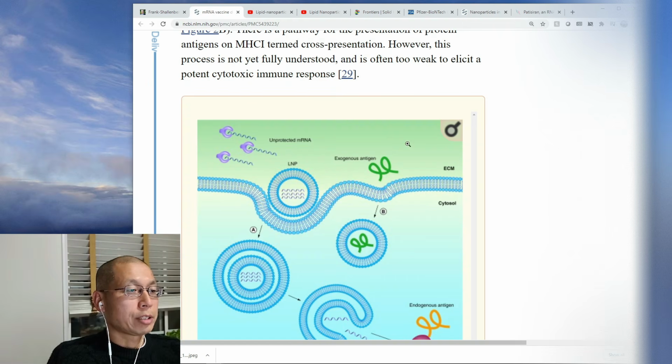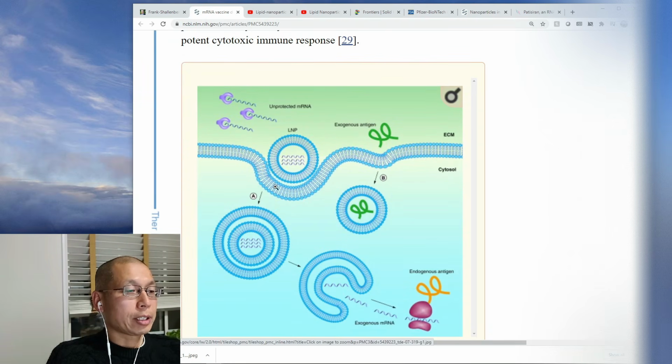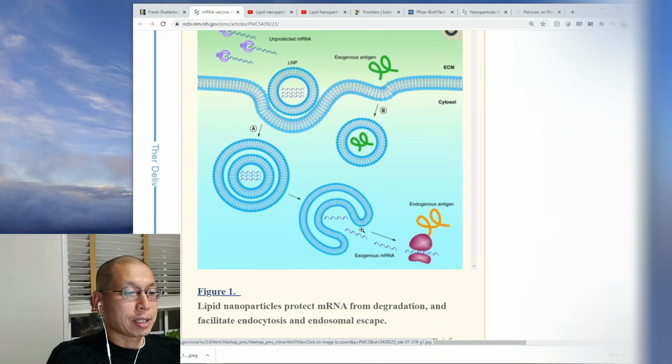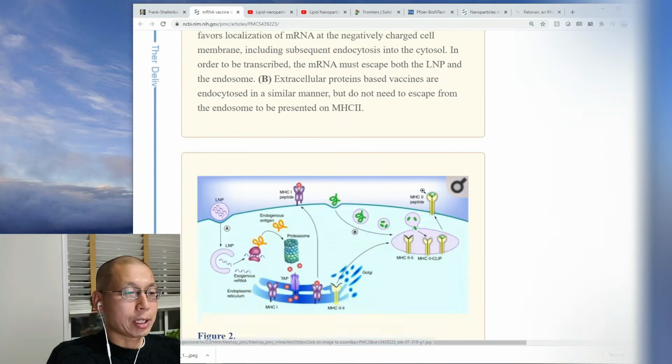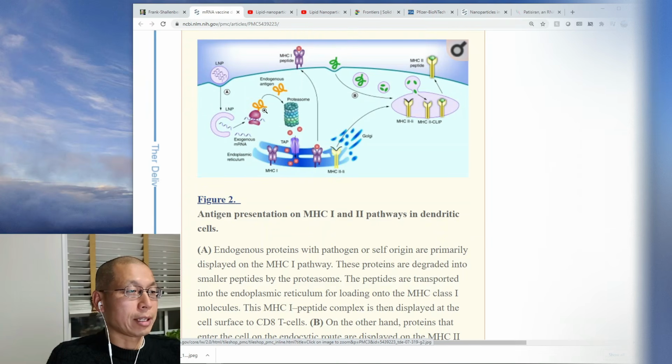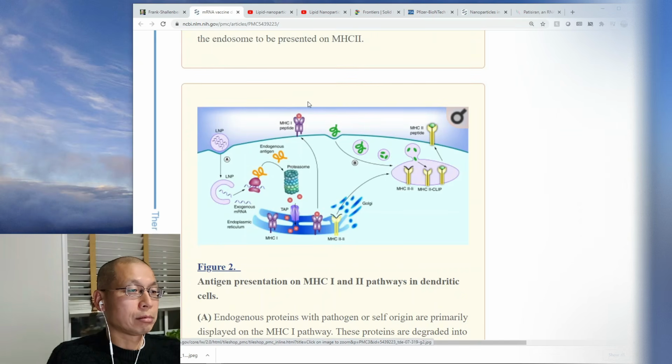And so, after it gets fused, a small percentage then gets endosomal escape, then it becomes translated here, and then here's the translated protein. The protein then gets degraded by a proteasome and then gets presented on the MHC1 complex, and the peptide gets presented on MHC1. And then if this cell gets degraded and then taken up by an antigen presenting cell, it will present on an MHC2. And so that's how you get the immune response from these mRNA vaccines, which is interesting.